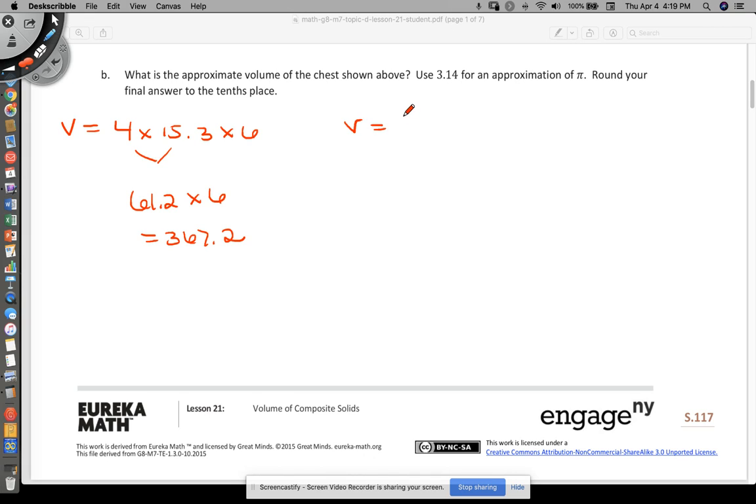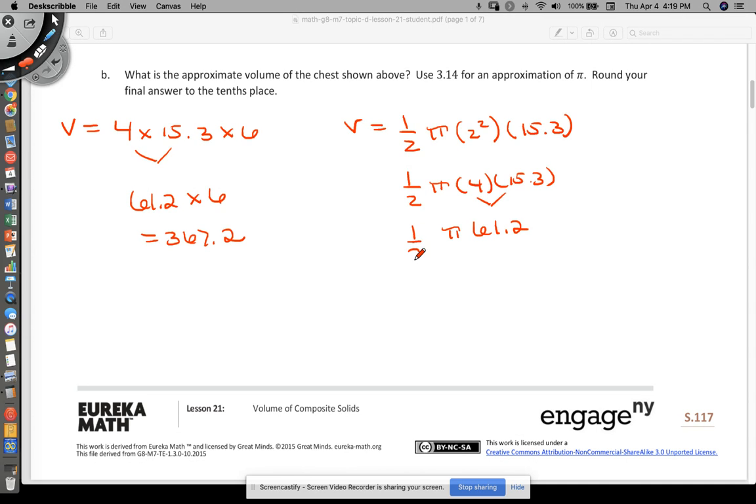Now I'm going to go ahead and do that semicircle top. That's going to be volume equals 1/2 pi times 2 squared times 15.3. This is going to be half pi times 4 times 15.3. Combine these two, it comes to 61.2. Bring down everything else. 2 does go into 61.2, which gives me 30.6 pi.